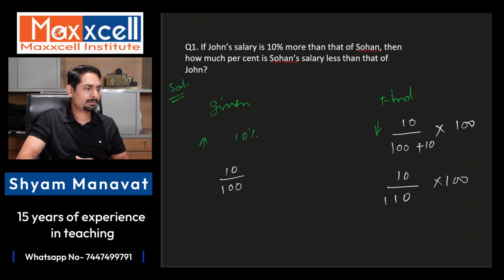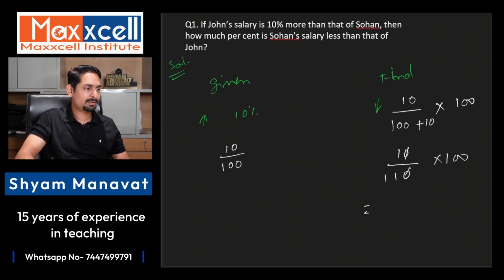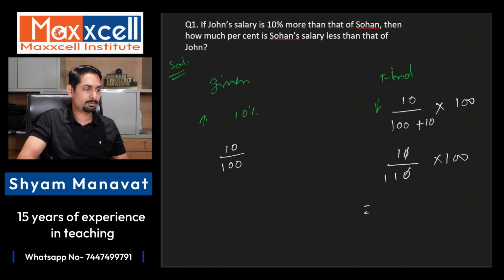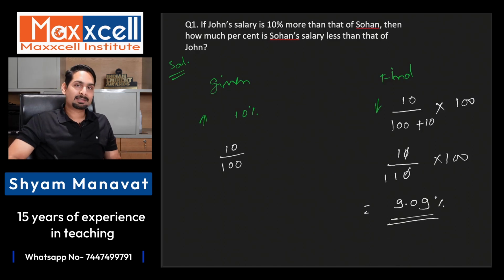Tell me what it is. 1 upon 11. 1 upon 11 is how much? Fraction percentage table. Come on. By now you must have by-hearted the fraction percentage table. 1 upon 11 into 100 is how much? Absolutely right. 9.09%. And I will be happy if you got this answer before me writing the answer. I'll be really happy.